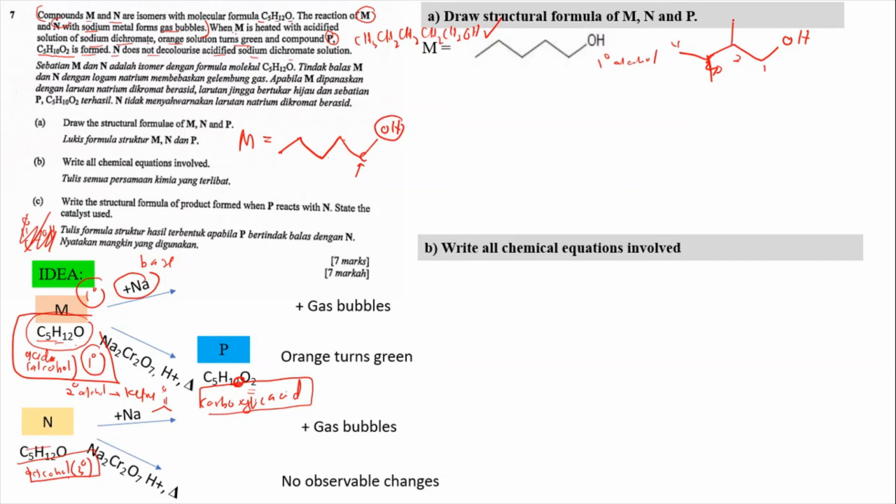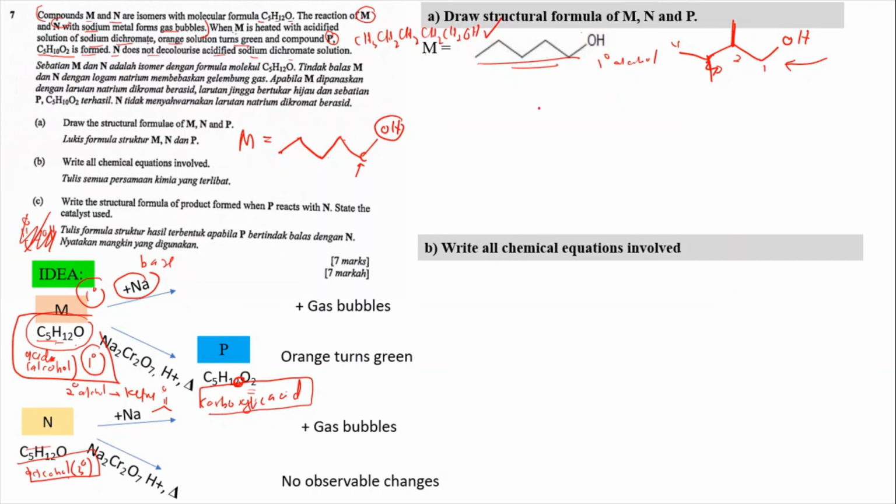Or you want to put here, is also accepted because it is still a primary. So basically for M, there are going to be a lot of answers. As long as it is primary, then the answer is going to be accepted. The keyword you need to know is you need to be consistent. So if you decide to use this one, all the following questions you need to use back the one that you have decided. Yang penting kena konsisten.